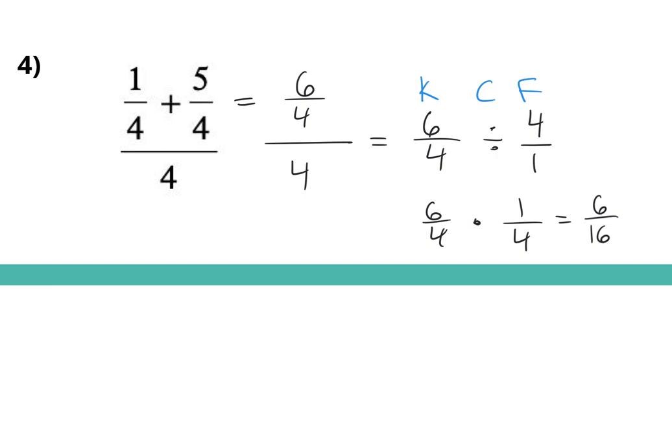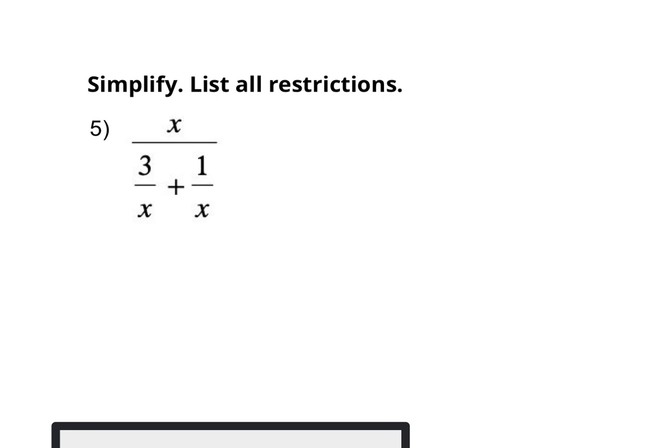So I'm going to have you copy the next problem here in a second. So we have x over 3 over x plus 1 over x. So we are introducing a letter. That means we will have restrictions, okay? But we're starting small, okay?